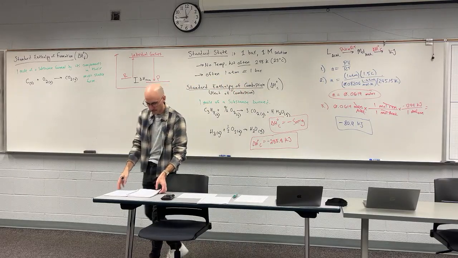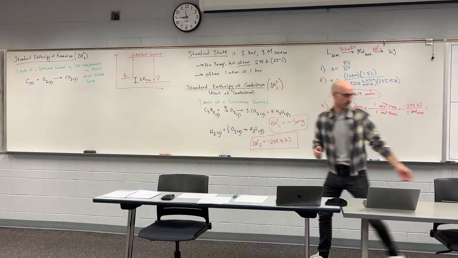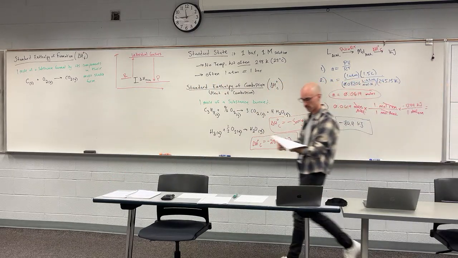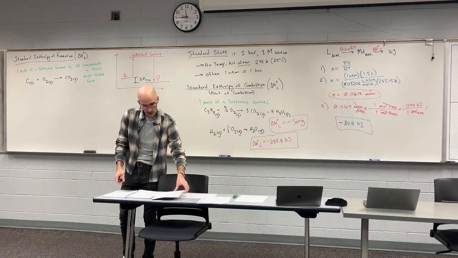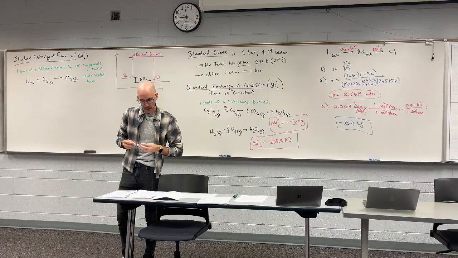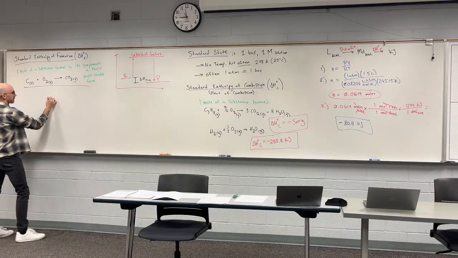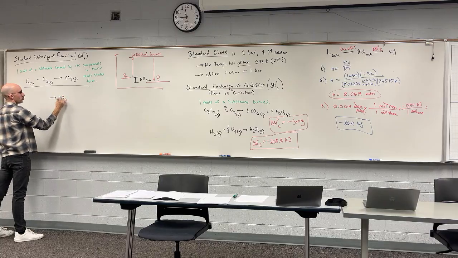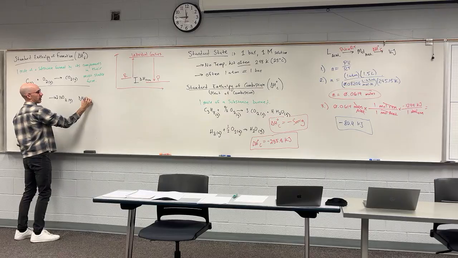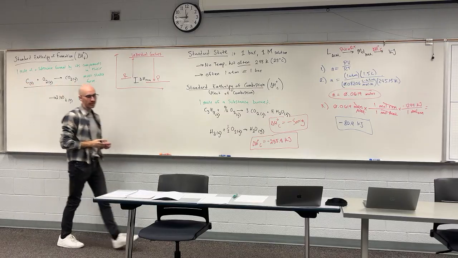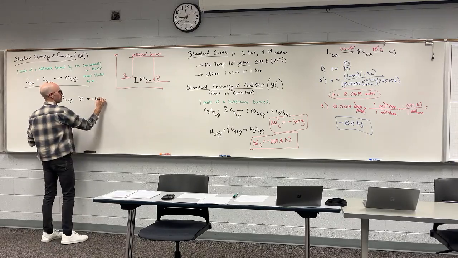Let's talk about the formation of something. On the back side, we've got: solve for the standard heat of formation for nitrogen dioxide. What I've given you is 2NO2, which has a delta H of positive 66.4 kilojoules per mole.